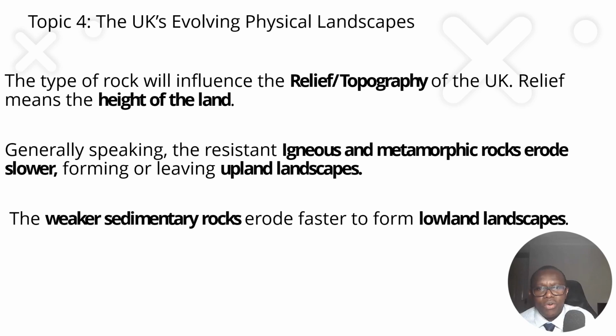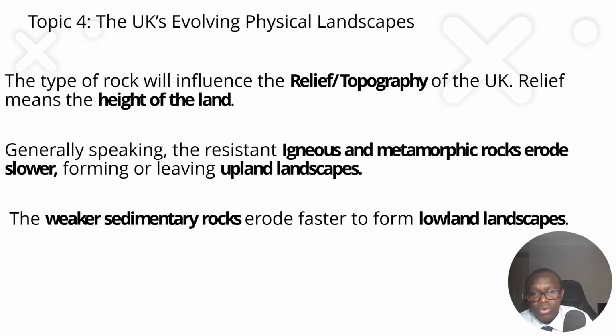So what does the rock type then have to do with the physical landscapes of the UK? Now, generally speaking, the type of rock will influence the relief or the topography of the UK. Relief or topography refers to the height of the land, and the types of rock that we have will determine where we have upland landscapes and where we have lowland landscapes.